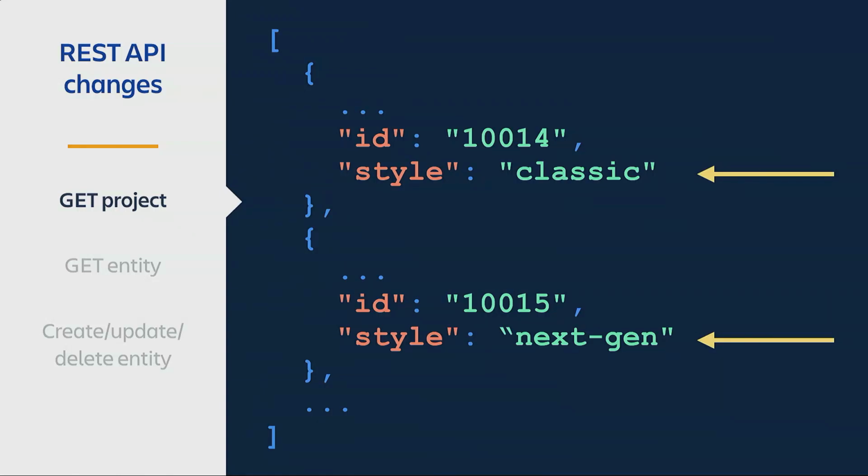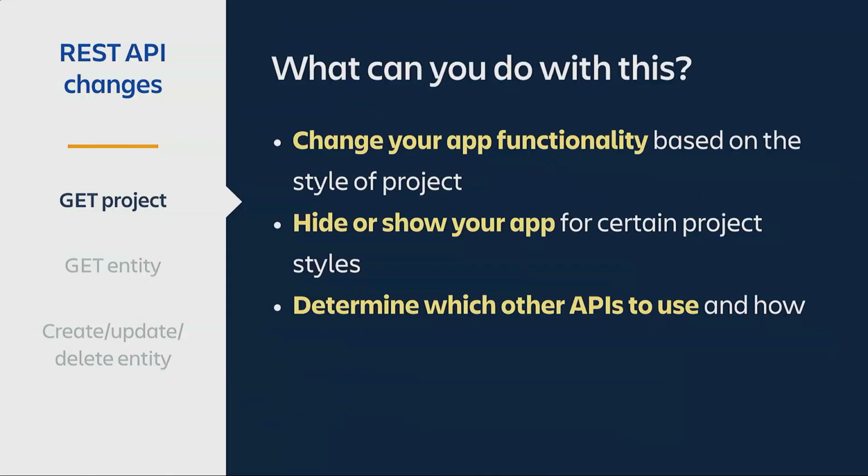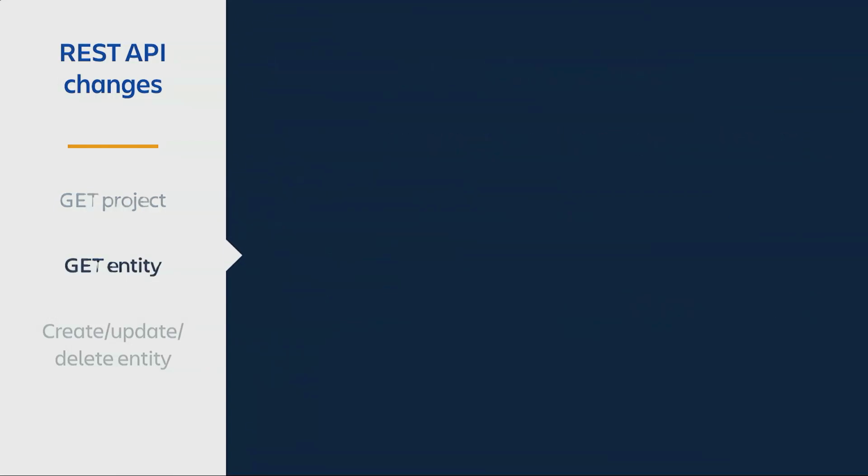And what can you actually use this for? Well, basically changing your app's behavior based on the type of project. So if you need to change the way your app behaves, reveal or hide certain functionality in either project type, or determine which APIs you have to use, this endpoint is for that.